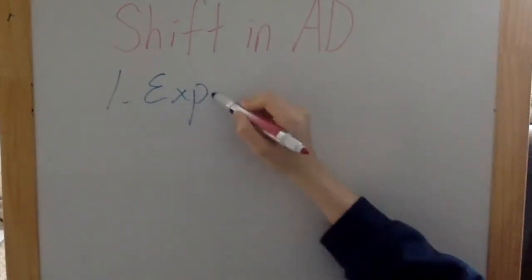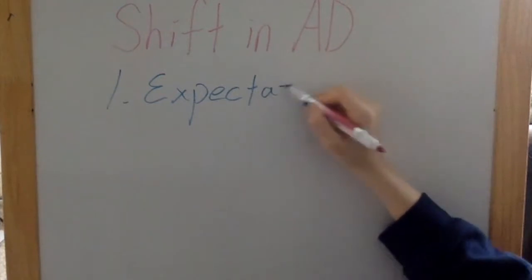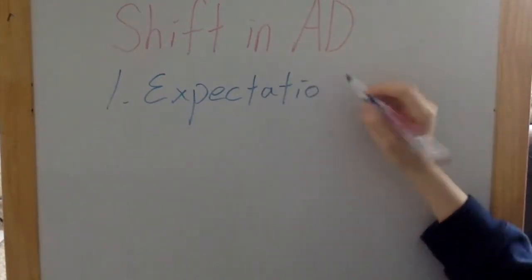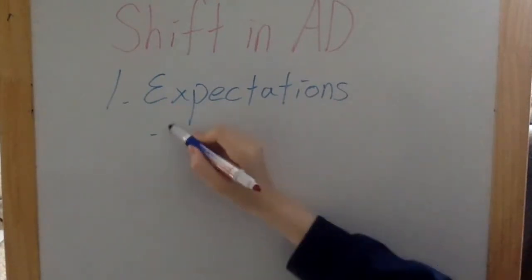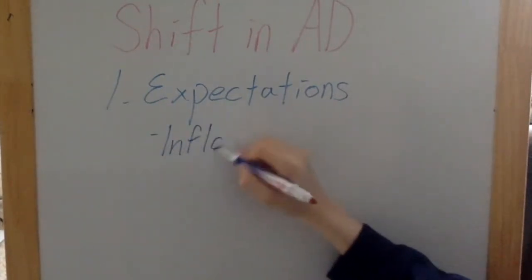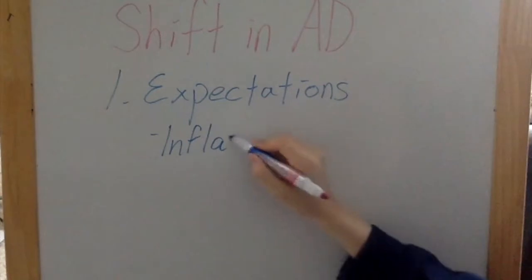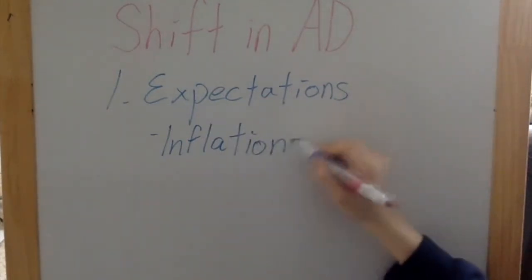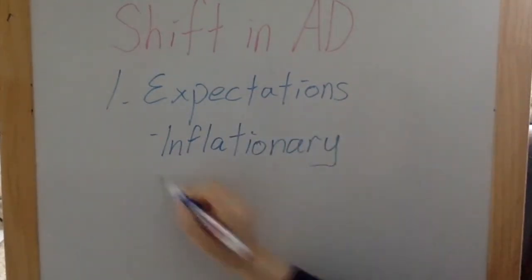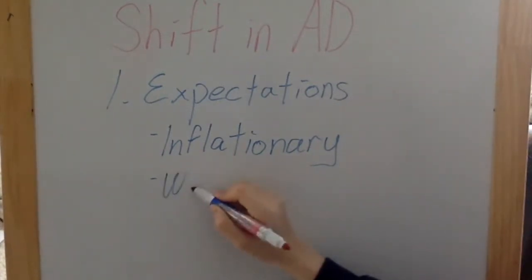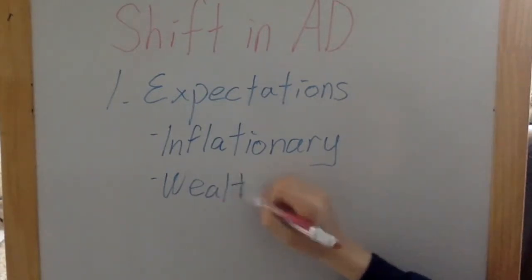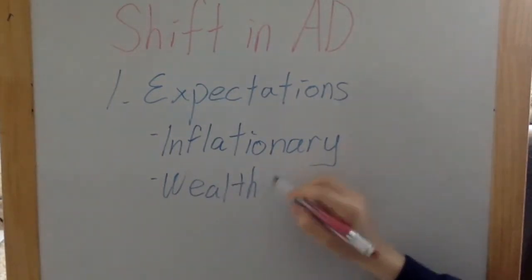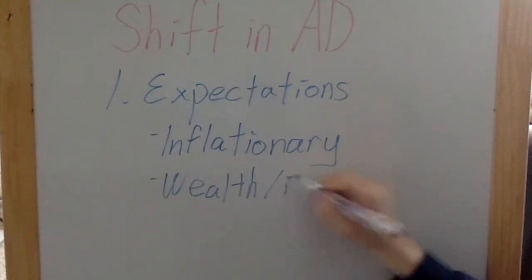A. Inflationary expectations. If people expect the price level to increase in the future, they will try to spend their money now. Thus, consumption will go up and aggregate demand will shift outwards. Vice versa is also true. B. Wealth and income expectations. If I think that I'm rich, or I think that I'll make a lot of money in the future, then of course I will choose to spend more. Thus, consumption will go up and savings will go down, causing aggregate demand to shift outwards, and vice versa. If I think I will go broke, I will consume less and aggregate demand will decrease.